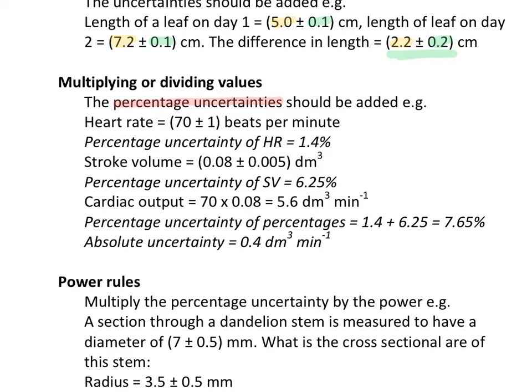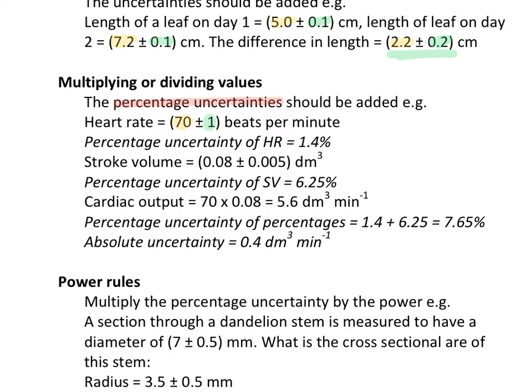Quite a few students come to workshop with this because they struggle with this percentage bit. So it says the heart rate is 70. That's beats per minute. That makes sense. And we've got an uncertainty of 1 beat per minute.